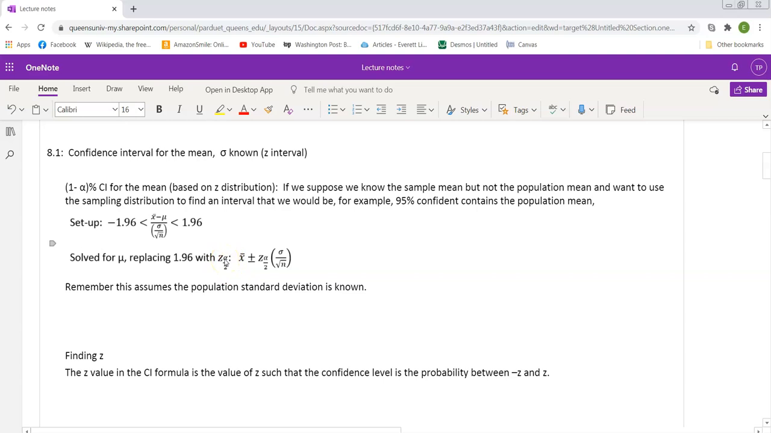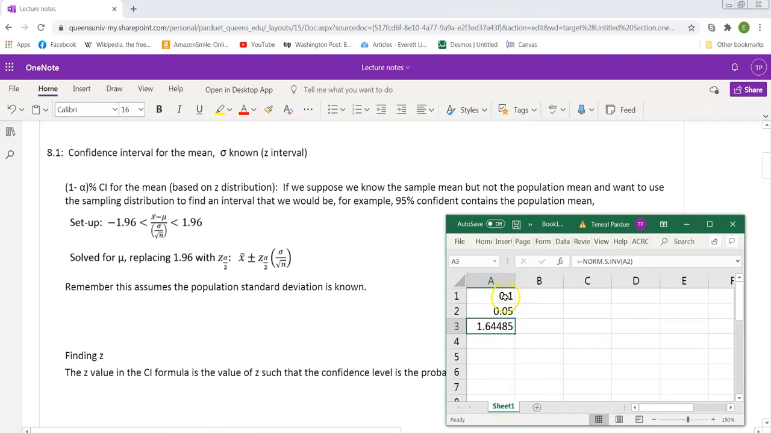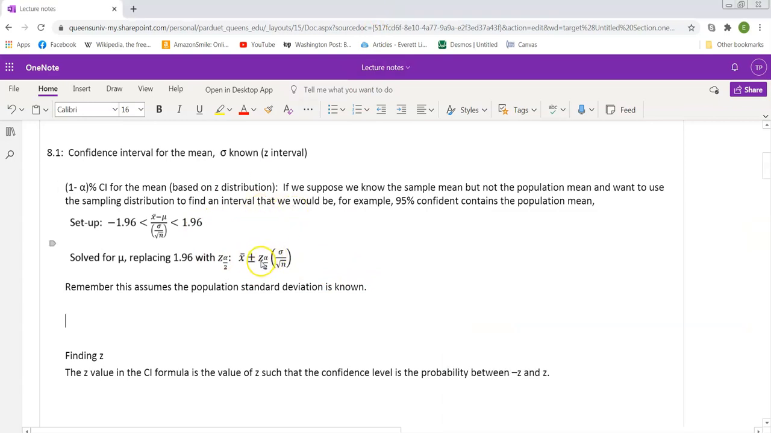That just means this particular value of z, where we've got the confidence level in between the two values of z. So anyway, if I solve this for mu, I get this formula. And this is the formula for the confidence interval. So this z times sigma over the square root of n is your margin of error. And don't forget that this formula requires that we know the population standard deviation.